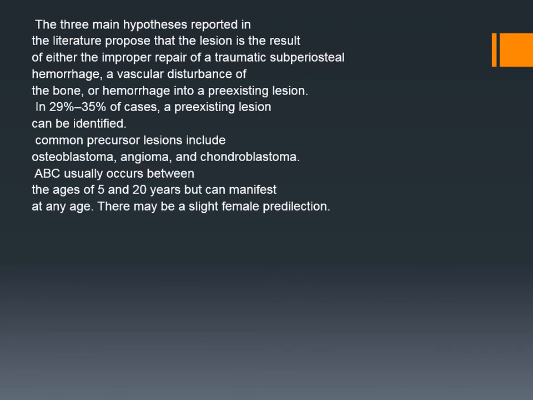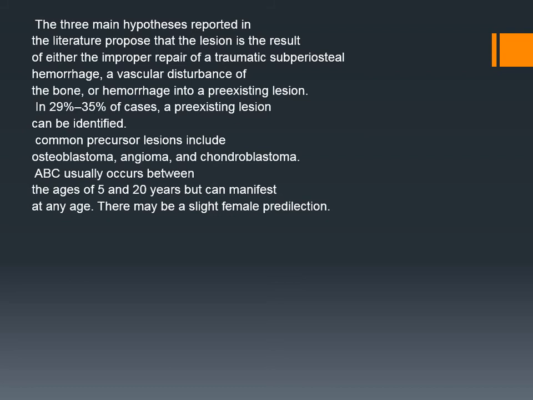The three main hypotheses reported in the literature propose that the lesion is the result of either the improper repair of a traumatic subperiosteal hemorrhage, a vascular disturbance of the bone, or hemorrhage into a pre-existing lesion. In 29 to 35% of the cases, a pre-existing lesion can be identified. Common precursor lesions include osteoblastoma, angioma, and chondroblastoma.